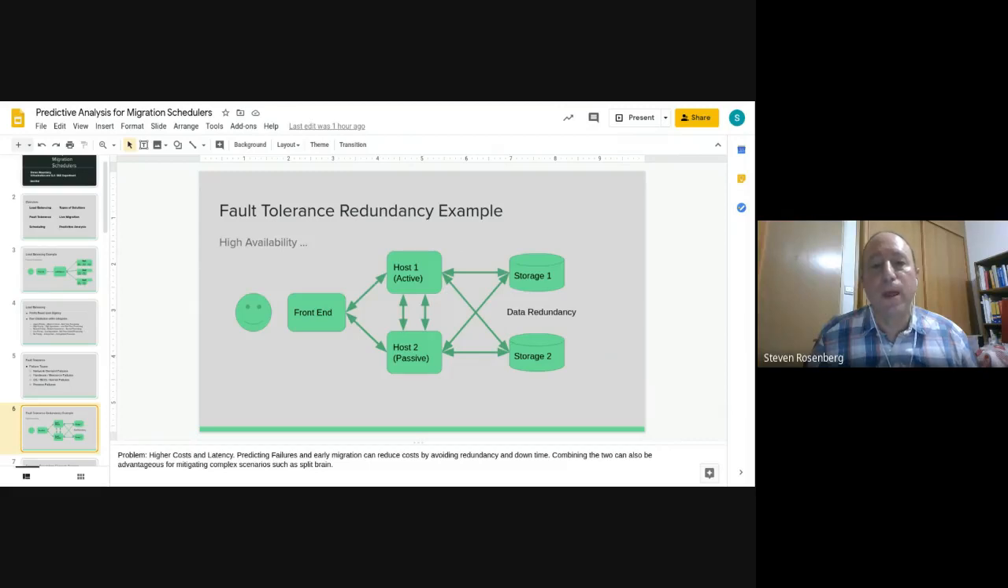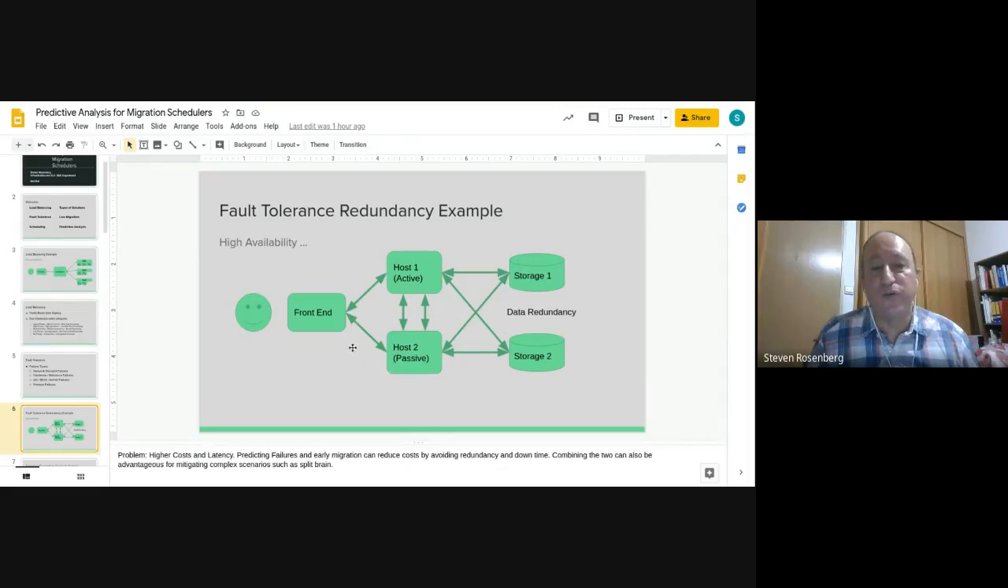So, fault tolerance redundancy example. Redundancy is one way of mitigating against failures and to avoid downtime. You have two hosts here, host one, which is the active host currently, and host two, which is currently the passive host. You see you have two storage elements and you have multiple connectivity. And basically what happens is that when host two detects that host one is no longer responding, then it would become the active host. And the problem with this scenario is one, cost, and two, latency, because it takes time for host two to realize that host one is not active before it becomes active itself.